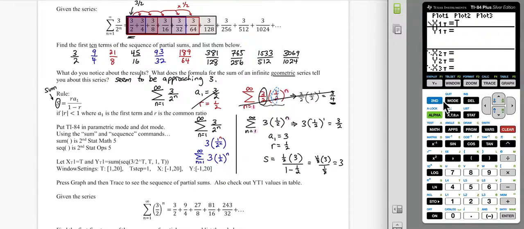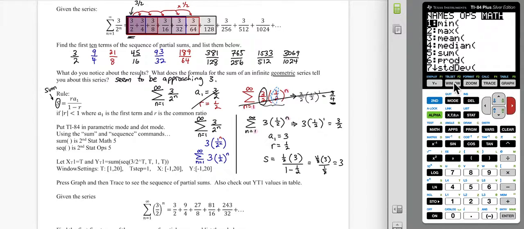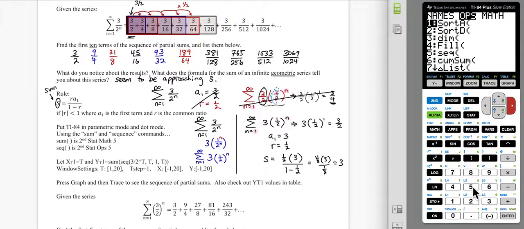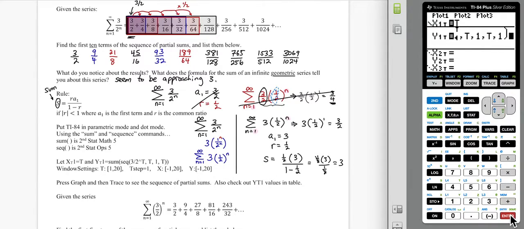The other way is the sum sequence. So second, stat. So you have ops and math. Sum is in math, option 5. Second, stat, ops 5. And then it brings up pretty much the same kind of idea, where it asks you for an expression. 3 divided by 2 to the t. You actually don't need parentheses because of order of operations, but I get paranoid. The variable is t. You're starting at 1, and you're ending at t. And you want to go by ones. So I paste that in, and it has the same notation that I have on paper there.